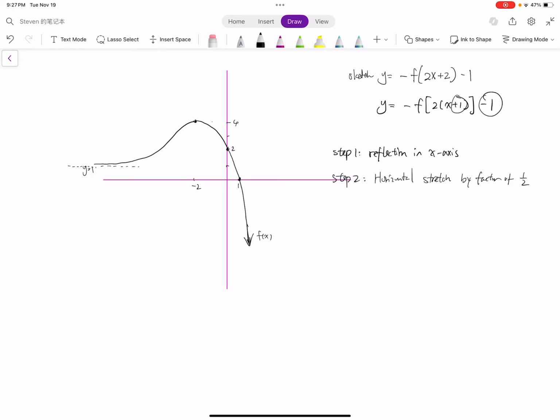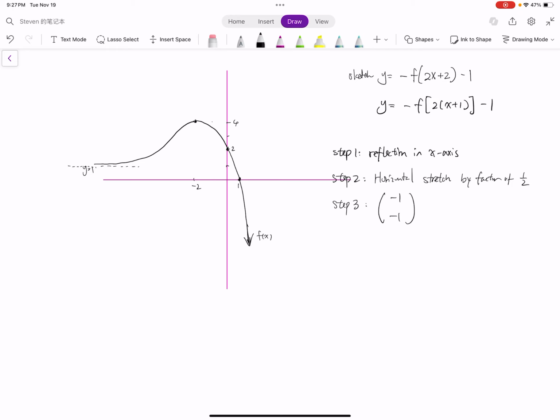And then we have translation. You have both horizontal and vertical translation. We can say we move left by 1 unit and down by 1 unit. So in IB notation, (-1, -1). So yeah, going left and going down.